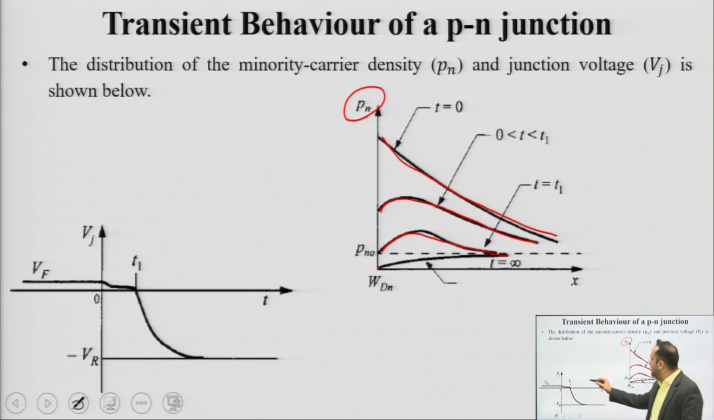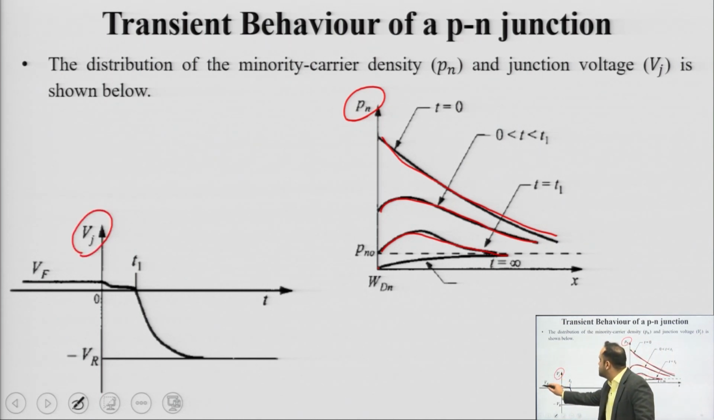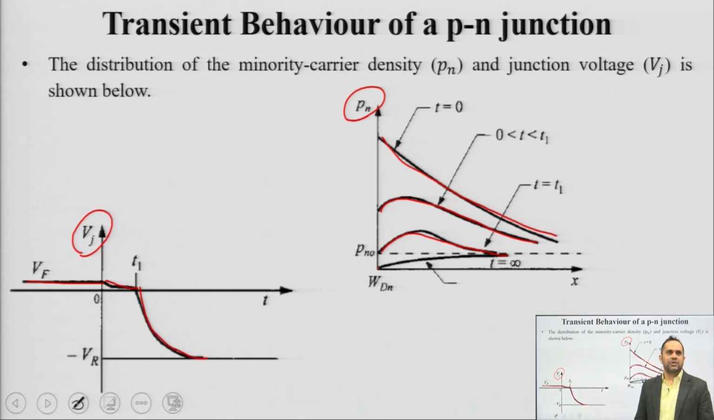Okay. Similarly, for junction voltage, initially there is a constant forward voltage, around 0.7 volt for silicon, then until about T1 it approaches 0. So, it is approaching the switching time. From there it increases in magnitude and approaches minus Vr. Okay. So, this term you can say is around T2. This is the transient behavior of a PN junction when you apply an AC signal across it.